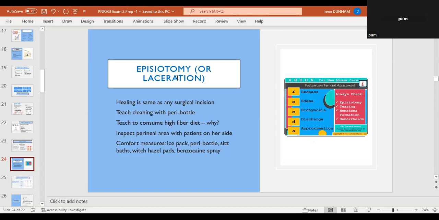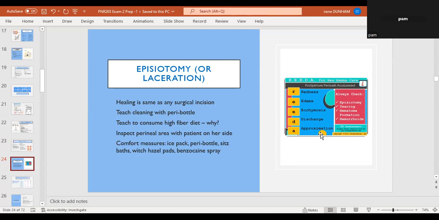Remember, I'm the nurse, I'm postpartum, and my job is to make sure the episiotomy does not get infected, that it's healing, and that the sutures are well approximated. So I'm going to check for redness. E, I'm going to check for edema. The other E is ecchymosis, or bruising. The D is for discharge, and the A is for approximation. Approximation is where the tissues are coming together and they are approximating perfectly.